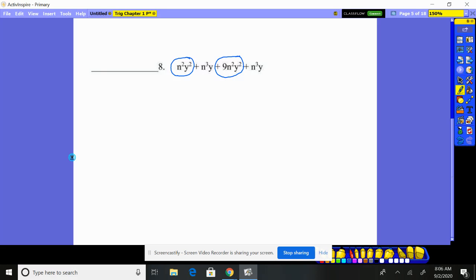So how many total do you have? You have 10 n squared y squareds. And then you have this n to the third y plus another one. So if you have one and another, you have how many? 2 of those n to the third y's. That's just combining like terms. Things that are exactly the same can combine.